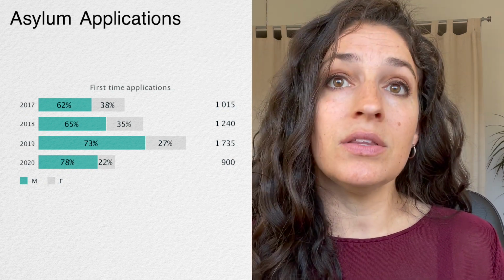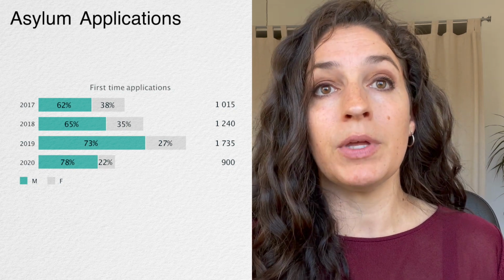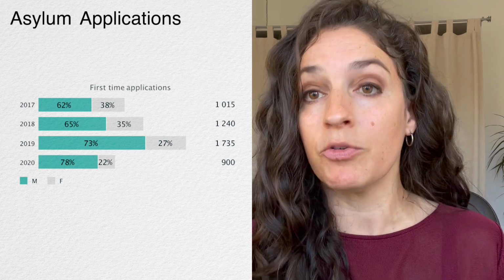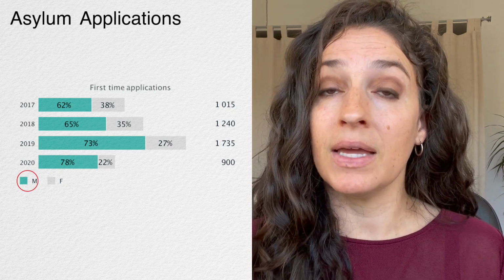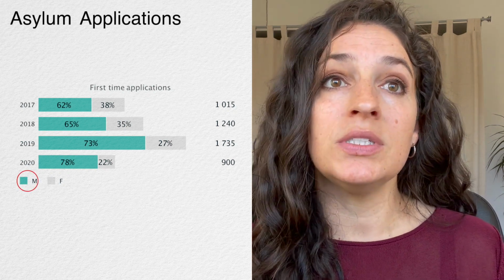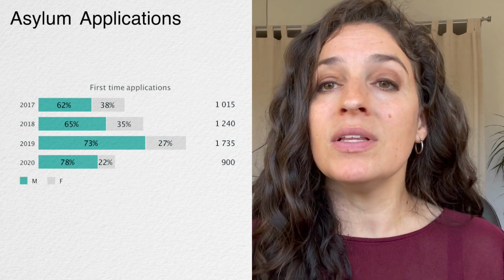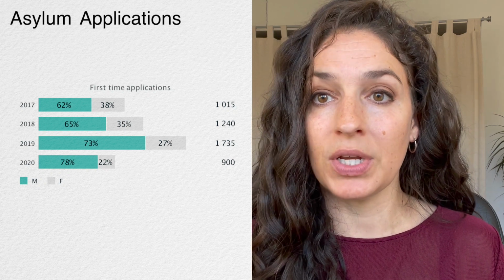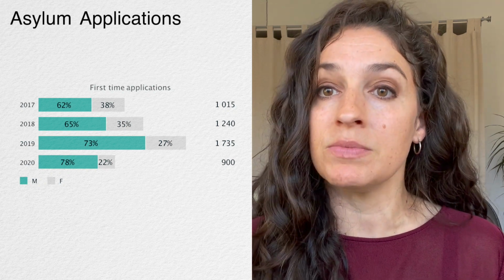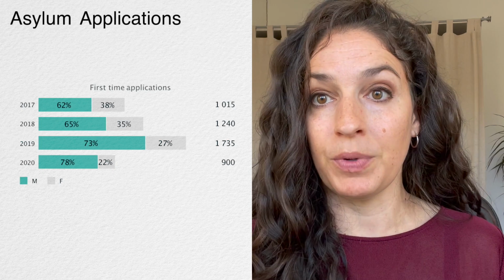What we can see, though, is that of the people that have put in asylum applications, the majority have been men. Again, between 2017 and 2020, we're really seeing between 1,000 and 2,000 applications put in each year, which is not really a very substantial number compared to other European countries. Of course, if you're interested in those numbers for other European countries, you can check out the other snapshots on the channel. Here, I'll also list them down in the description below.